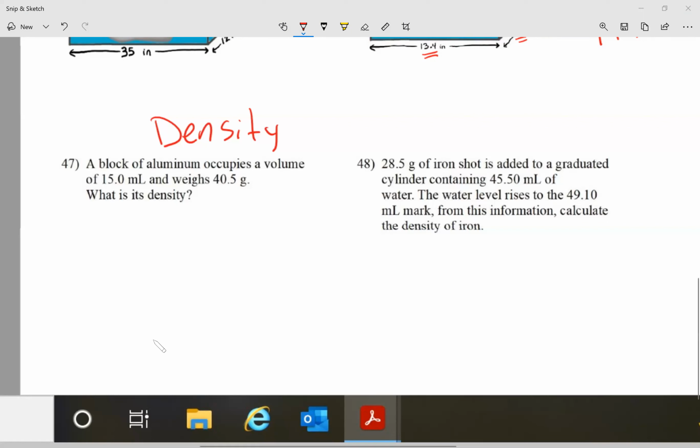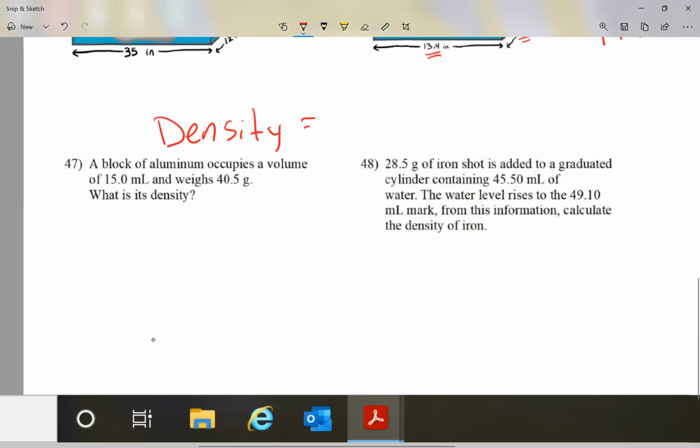The way we're going to find density, we're going to go mass divided by volume. Mass is basically how much does it weigh? And again, volume is how much space does it take? Usually grams is the measurement for mass. So I'm going to write grams. Grams is the measurement of mass. Sometimes we use pounds, right? How much does it weigh? And volume is how much space does it take?